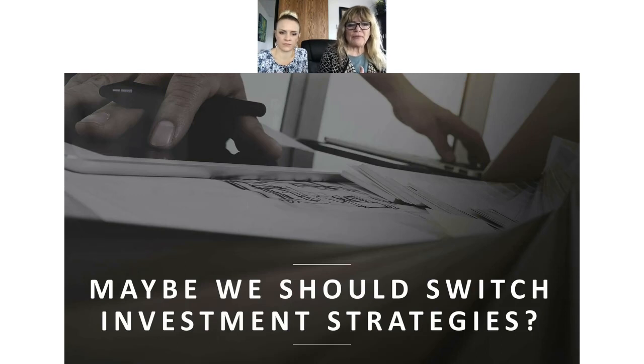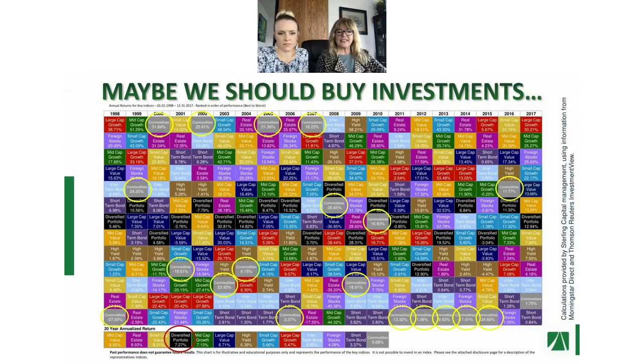So here it says maybe we should switch investment strategies. And I hear that from time to time. And here is another simple little chart. This is my eye chart. It's not a periodic table of elements in chemistry. It looks like a quilt. So each year, let me just show you a little bit about it.